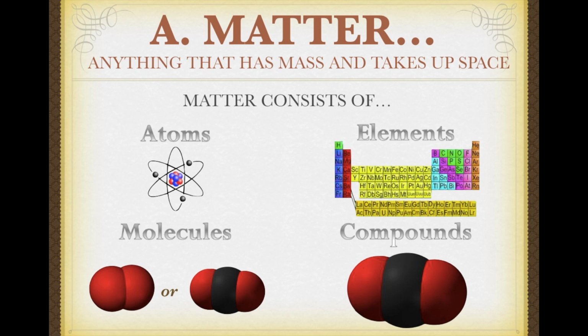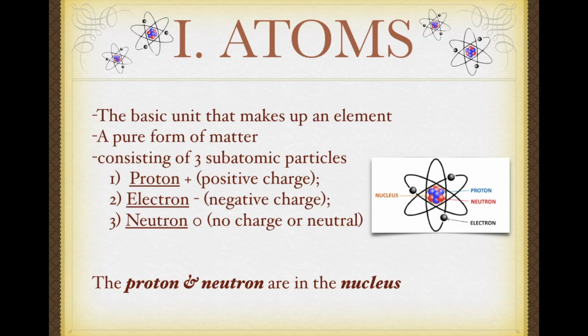Now, matter consists of 4 things. We're going to talk about this in a second: atoms, elements, molecules, and compounds. Atoms. You should know that atoms are a pure form of matter. Atoms consist of protons and neutrons within a nucleus. Protons have a positive charge, while neutrons have no charge, a neutral charge, and they're in the nucleus, the center. Electrons have a negative charge, and that's very important for the bonding of atoms when you get to chemistry. And electrons are usually flying, they believe, on the outside.